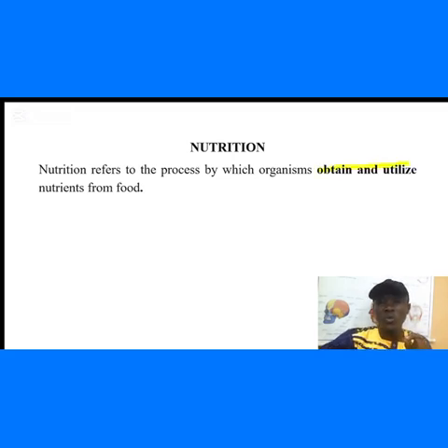from food. So, how they obtain this food? Are they producing their own food from an inorganic substance? That means substances that are not living, or they are feeding on already made food by other organisms. How are they utilizing this food? Are they using it for growth? Are they using it for repair or maintenance of body parts? Are they using it for energy? We will know more. Let's continue with the discussion.